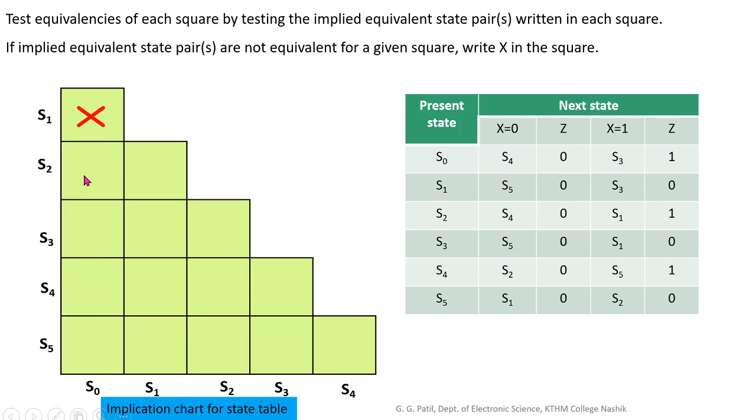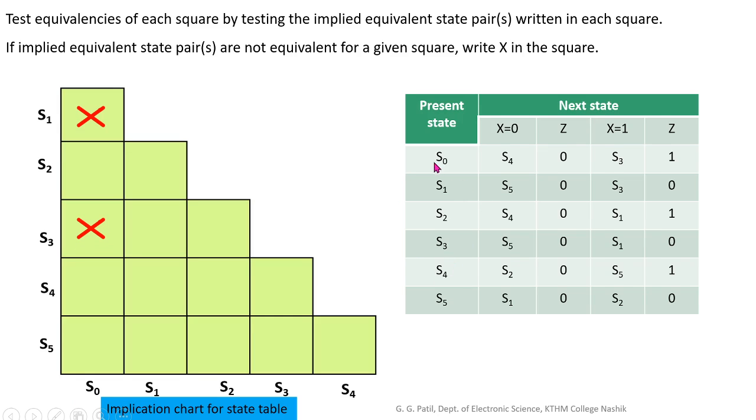Now check the next square, this one S0 S2. So check the rows of the states S0 and S2. First check the output: S0 is 0 0, here 1 1. So outputs are same. For input x equals 0, the output is 0 and for x equals 1, the output is 1. So we will not place a cross mark in the S0 S2 square, so let it remain blank.